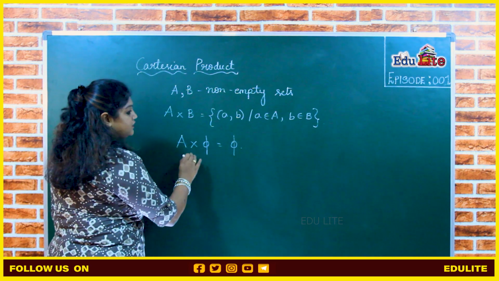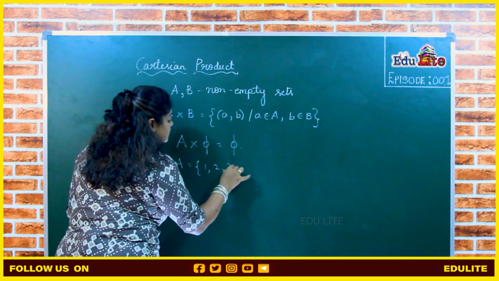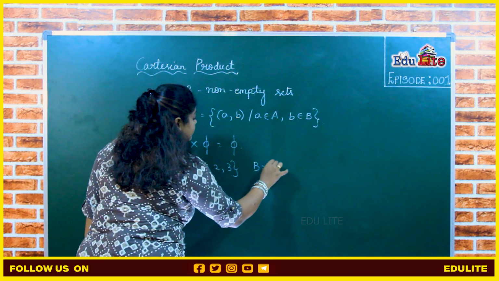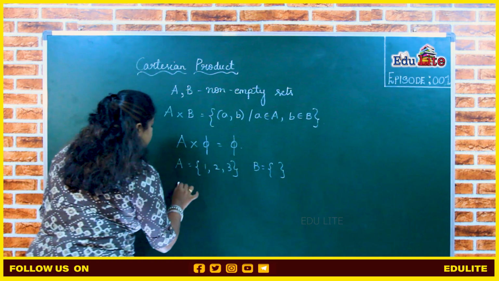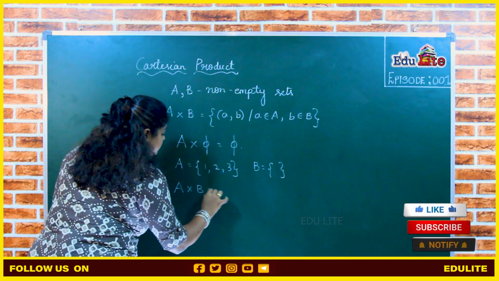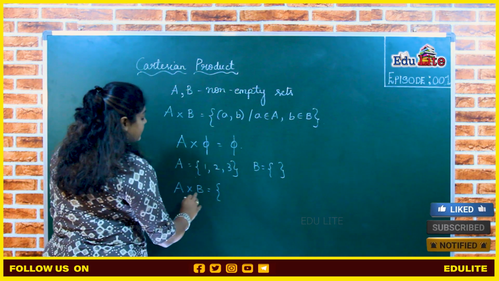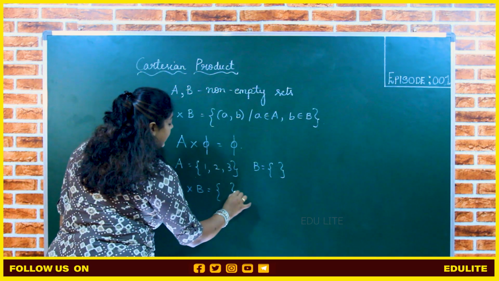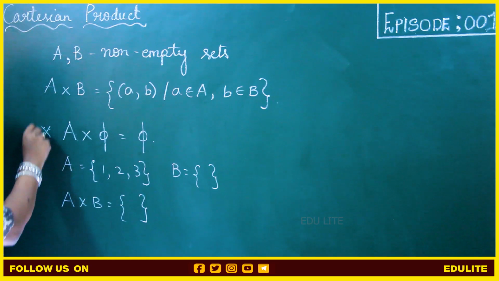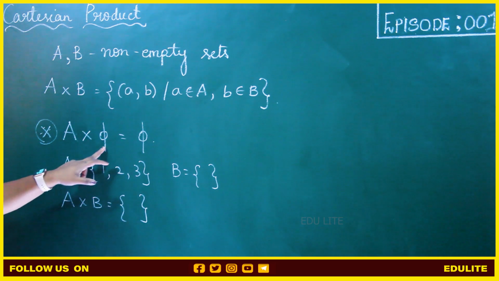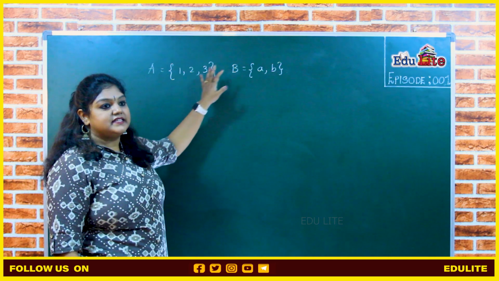For example, for this also we will do an example. We consider a set A equals {1, 2, 3} and we will consider B set as an empty set. If I do the cross product for these two sets, that is A cross B, I cannot write any ordered pairs, set of ordered pairs. So A cross B for this will be an empty set. So this is an important note that we should take: A cross any empty set will give us an empty set.